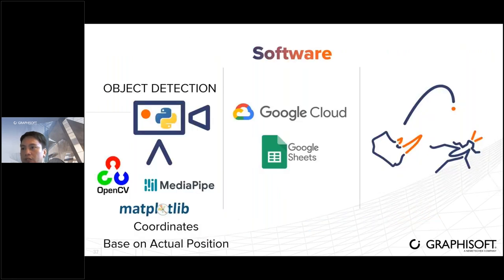Okay, so this is the software that we're going to use. Of course, we're going to use Python and some of its libraries, which are OpenCV, MediaPipe, and Matplotlib for visualization. Then we're going to use Google Sheets, and then of course our solution, which is ArchiCAD, and then we're going to use Rhino Grasshopper.